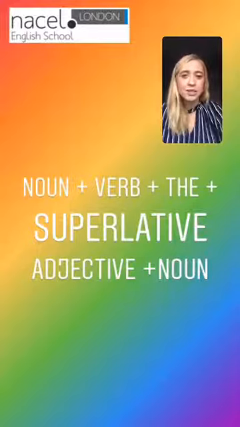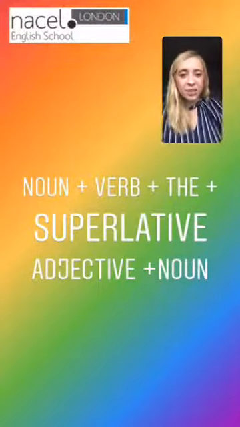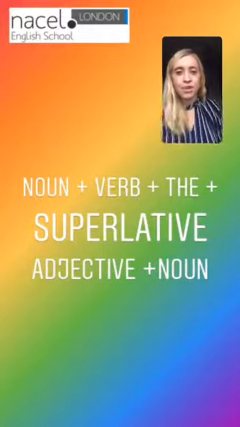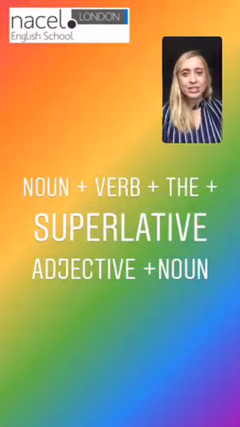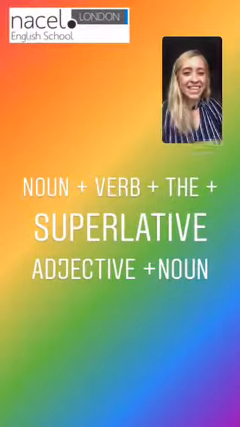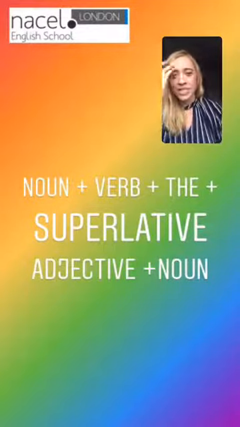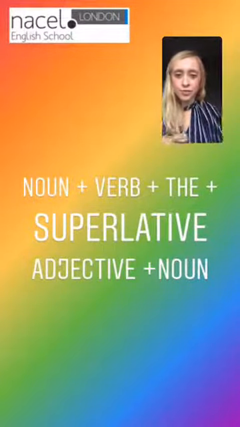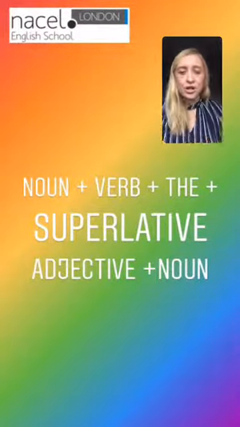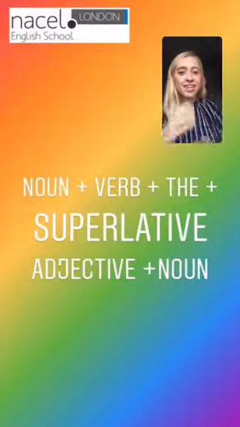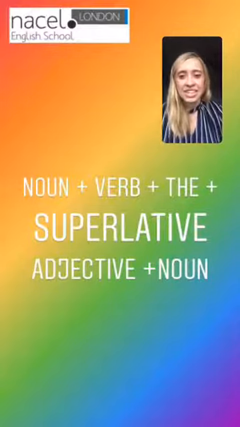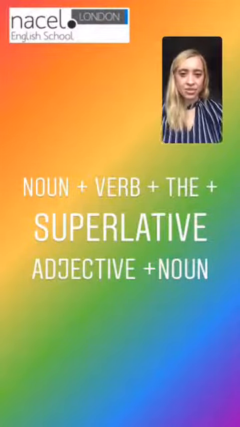Like always, we have a sentence structure for how we use the superlative adjectives. So we need a noun, a verb, the word the. This is important. Lots of people forget this. The word the, your superlative adjective, and a noun. If we take the example of a country, so we're going to talk about a group of countries, comparing one to the group, we could say that Russia is the largest country. This is an example of our sentence structure.